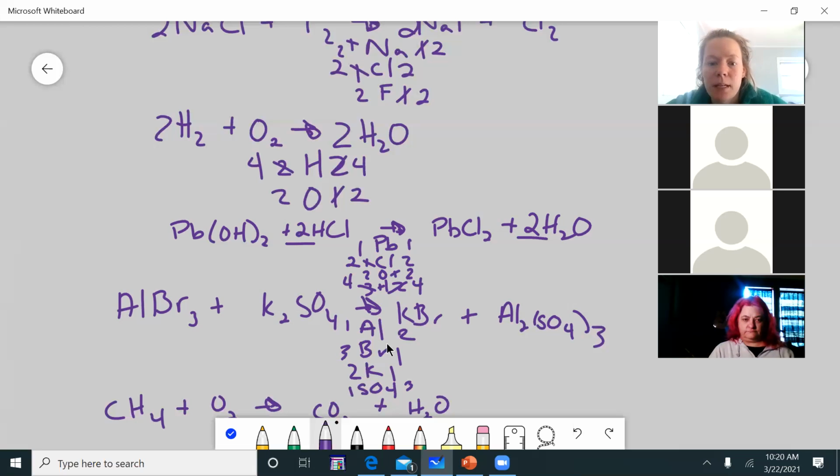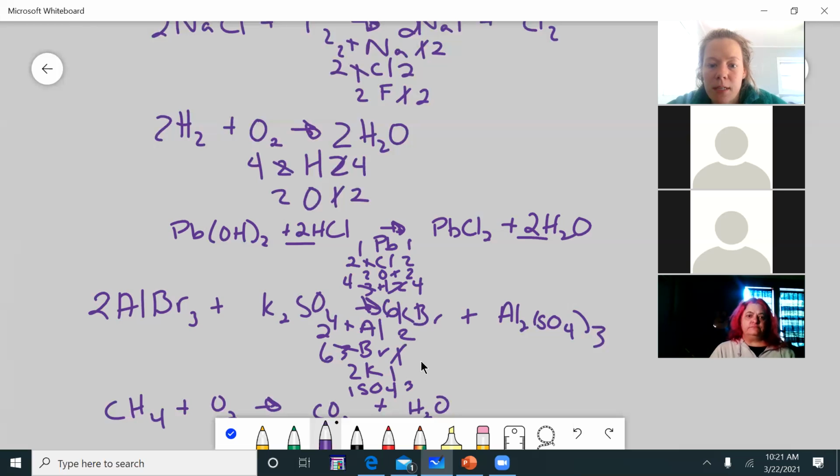There's 2 on this side, so I need 2 on this side. So I'm going to put a 2 here. That's going to change my aluminum to 2. It'll also change my bromine to 6, which I like, because 2 and 3 multiplied together give us 6s. So we could balance our bromine. If there's 6 on this side, I need 6 on this side. So I'm going to put a 6 there.